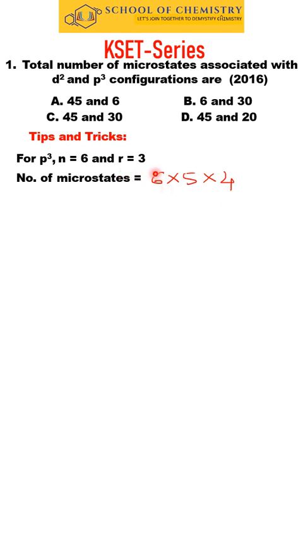Suppose this value r was 2, say it is p2 configuration. Then I need to write just 6 into 5, only 2 digits. If r is equal to 4, then in that case I should write 6 into 5 into 4 into 3. So you should start from n value and write as many digits as r, and then you divide this by r factorial. R factorial is nothing but 3 factorial, 3 into 2 into 1, right?